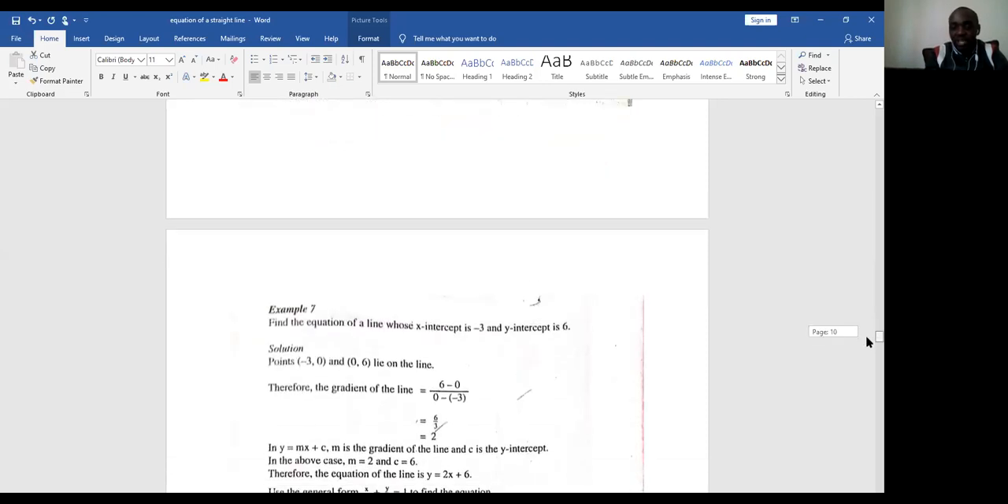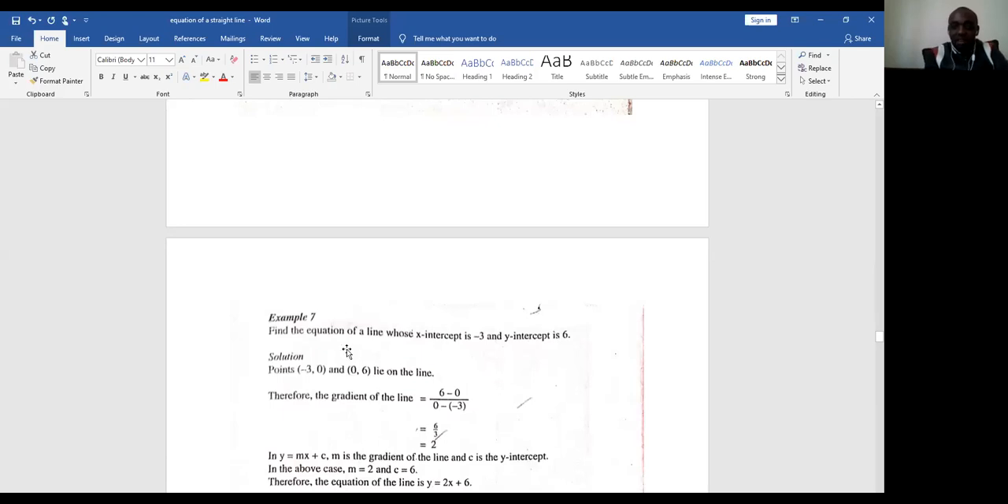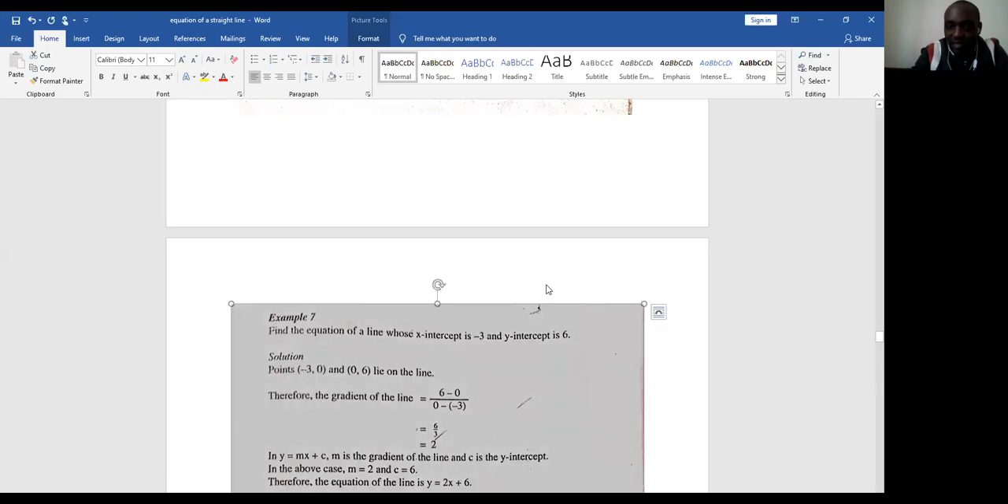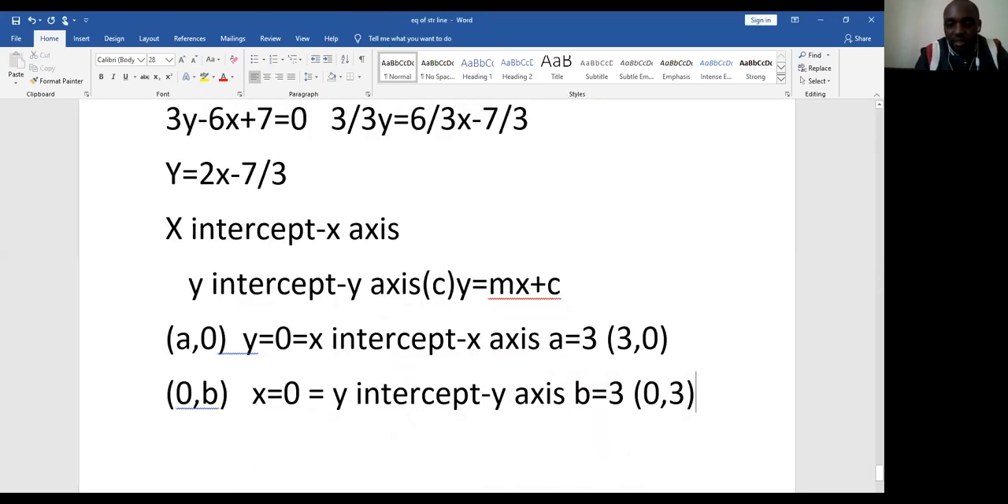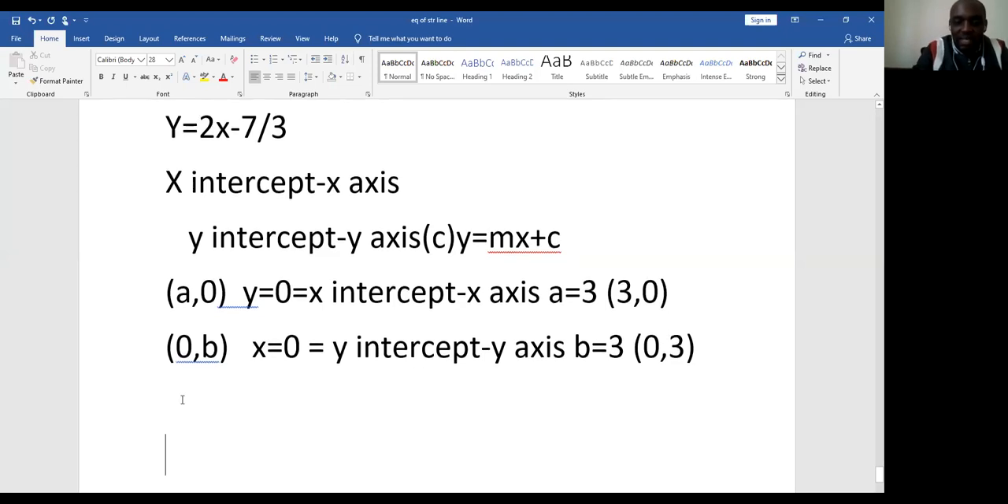And if you write them like that, you say is equal to 1. So let us look at this question here as example 7. Find the equation of a line whose x-intercept is -3, y-intercept is 6. So x-intercept is -3, while the y-intercept is equal to 6.